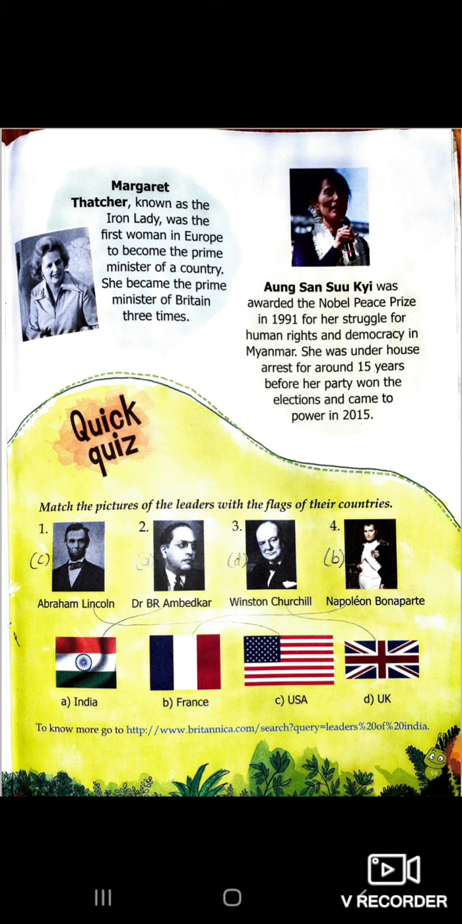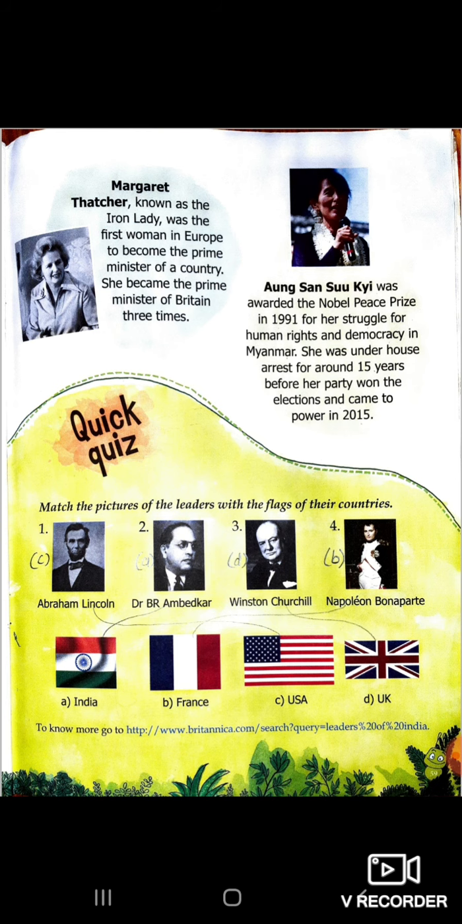Aung San Suu Kyi was awarded the Nobel Peace Prize in 1991 for her struggle for human rights and democracy in Myanmar. She was under house arrest for around 15 years before her party won the elections and came to power in 2015. So children, about Aung San Suu Kyi, you have to remember that she got the Nobel Peace Prize in the year 1991, and she struggled for human rights and democracy in the country Myanmar. All right. So now, children, you have to remember these faces, their names, and the important contributions they have done for their country. What are the things they have done for their country that you have to remember.